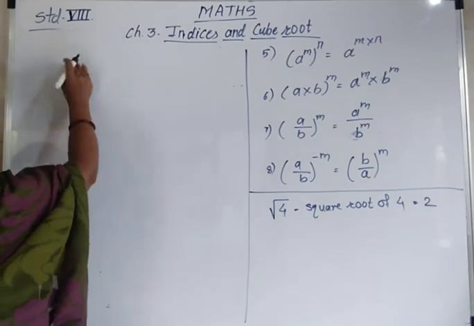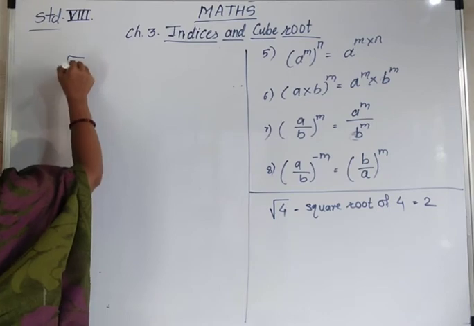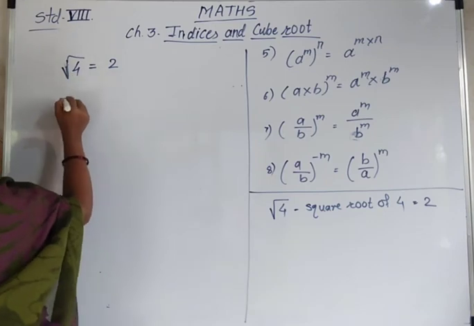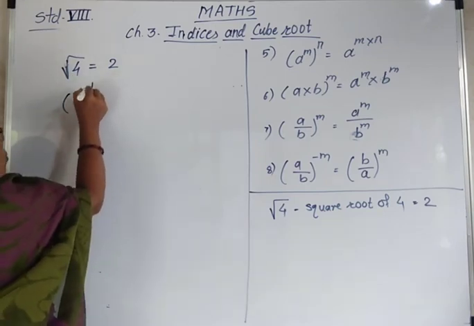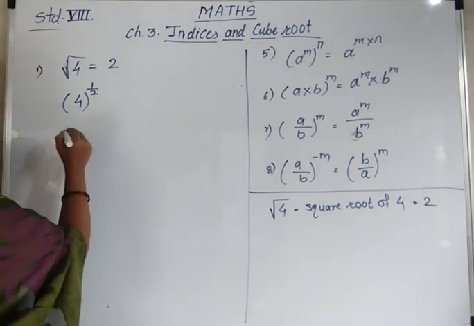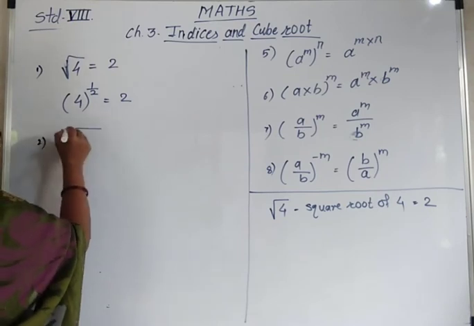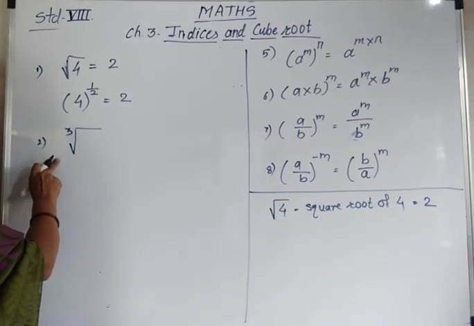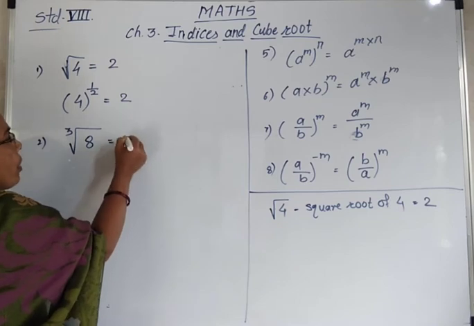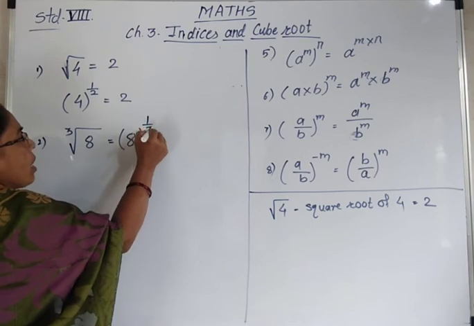Now square root of 4 is equal to 2, and this we can also write as 4 raised to 1 upon 2. 1 upon 2 means the square root. Similarly here it is equal to 2. Now the cube root of 8: when there is a cube root, we write 3 before that symbol. Cube root of 8 is equal to, using numerals instead of the sign, 8 raised to 1 upon 3.